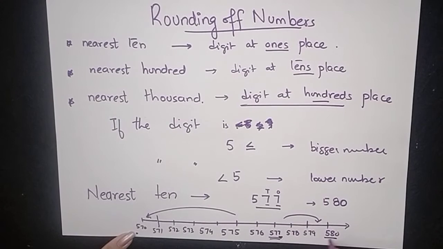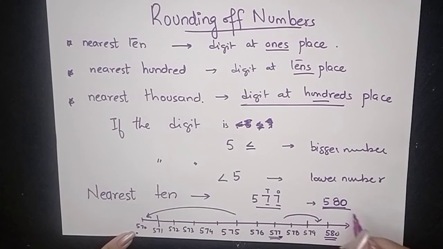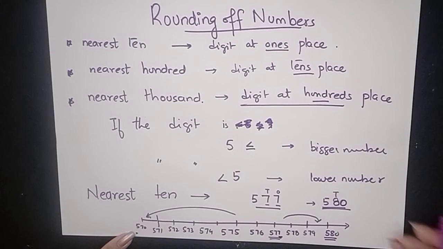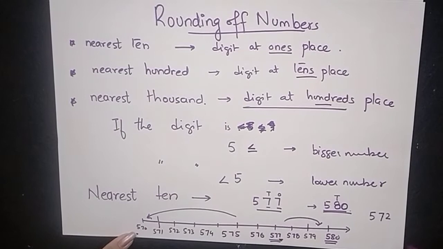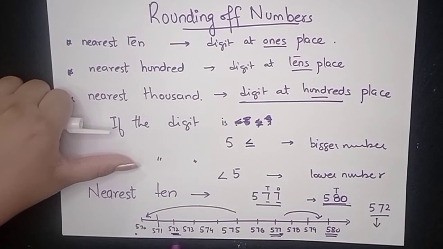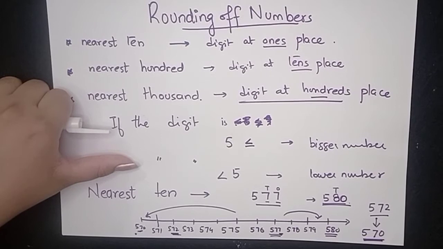So we're going to write the rounded off number as 580. So the nearest tens means with the zeros afterwards. So the nearest ten will be 580. Let's suppose we had the number 572. Its nearest 10 would be, 2 is smaller than 5, so the nearest 10 would be 570. It is closer to it. So it will be 570. Got it?